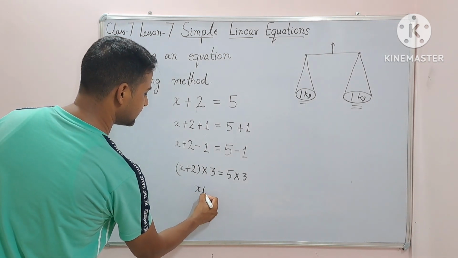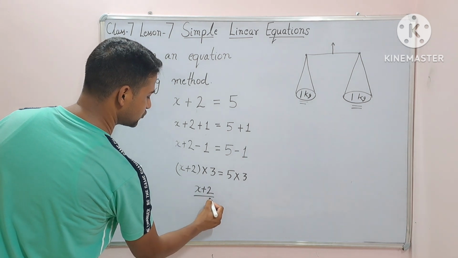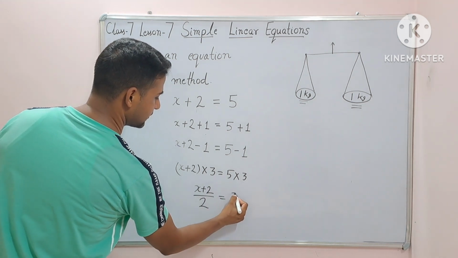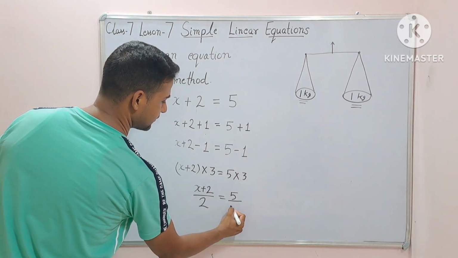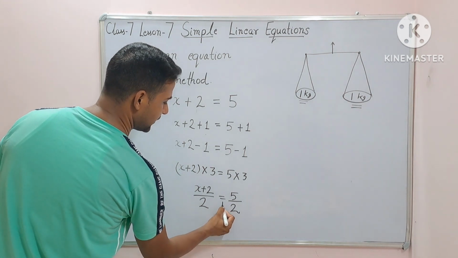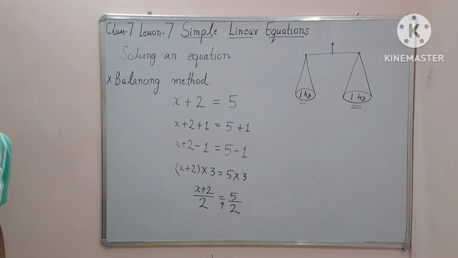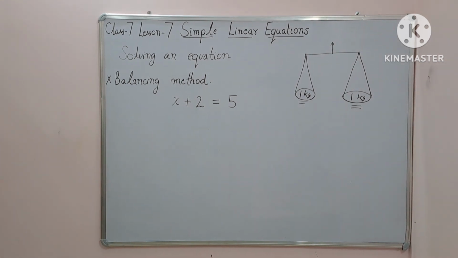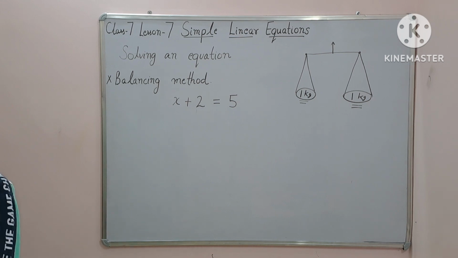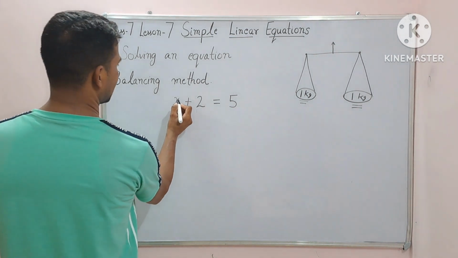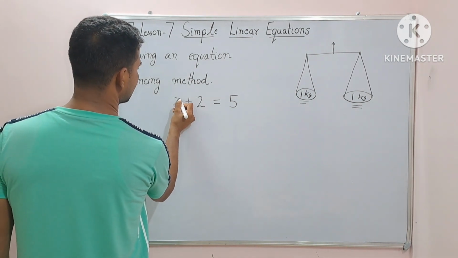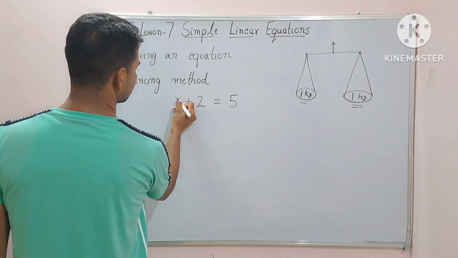If we divide x plus 2 by 2, then we have to divide 5 by 2 to maintain this balance. This is the only concept, and it is very useful and very simple. Now solve x plus 2 is equal to 5. Solving means we have to find the value of x.